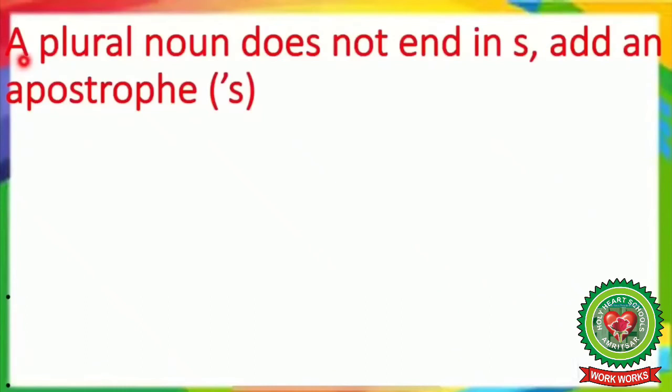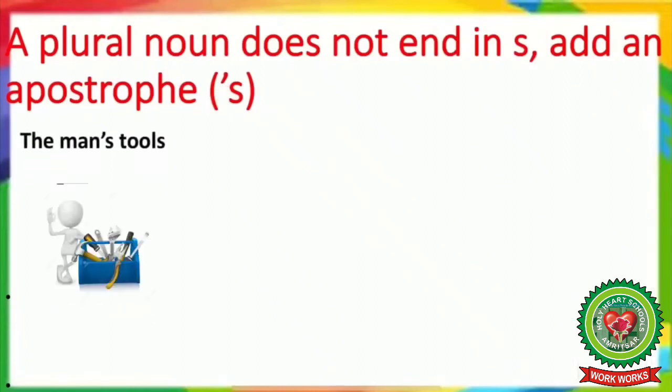Now students, if a plural noun does not end in s, we will add apostrophe s. Look at the first picture. Here students, we are talking about one man. That's why we have written the man's tools. Look at the next picture.